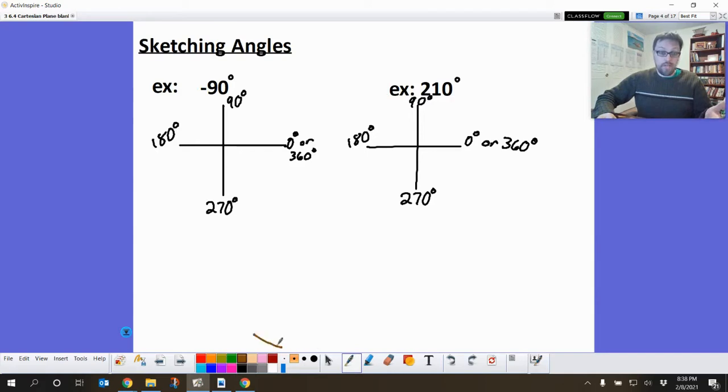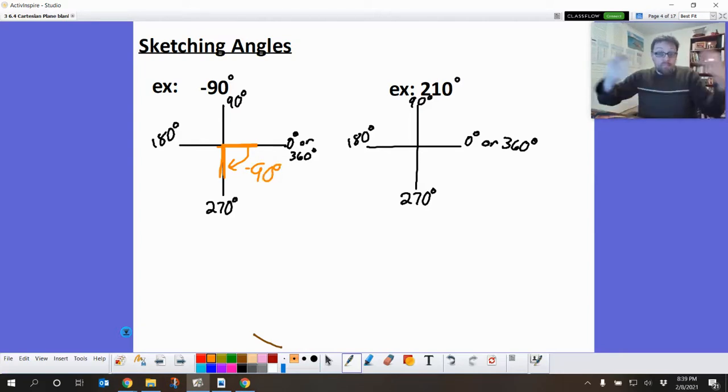If we wanted a negative angle measure, we could go clockwise instead of counterclockwise. Counterclockwise is positive. If we go clockwise around this thing and go this direction, we're able to create negative angle measures. So this would be negative 90 degrees.